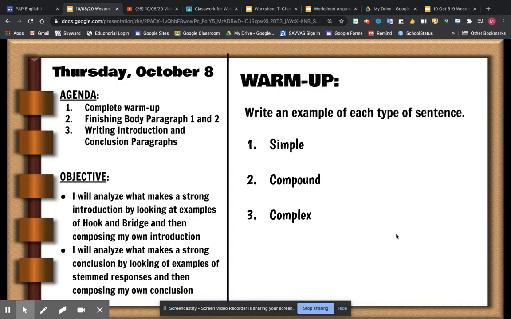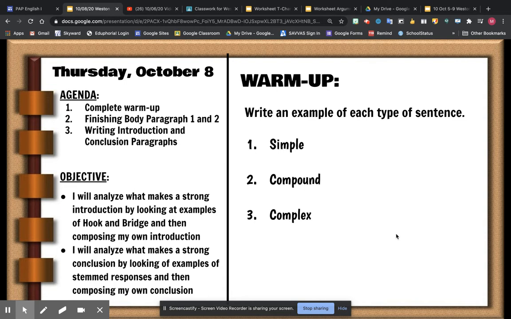Okay, today we were doing our first body paragraphs. If we didn't finish that, we want to make sure we're working on wrapping up that first body paragraph and moving on to our second body paragraph. And today I'm going to go over how to write an introduction and conclusion.